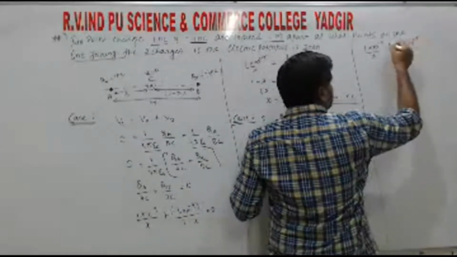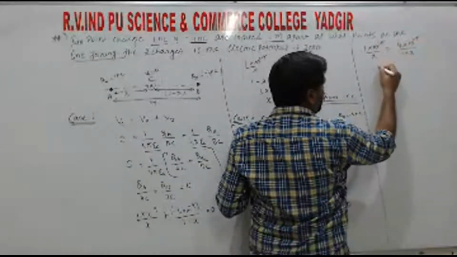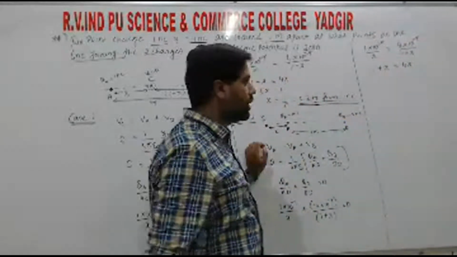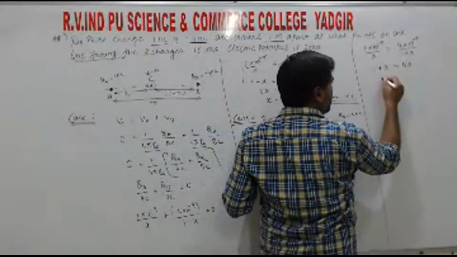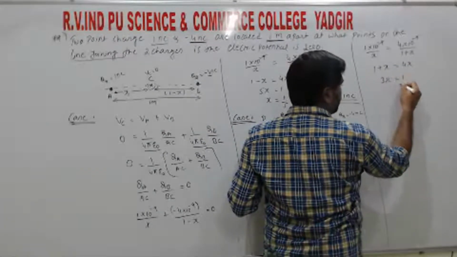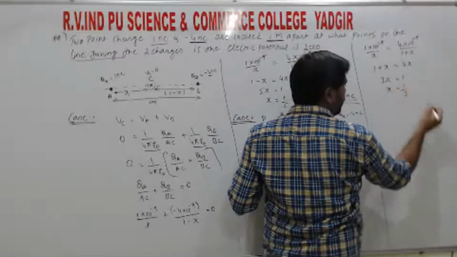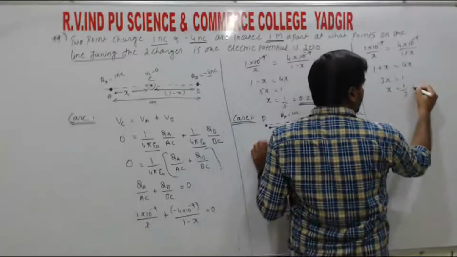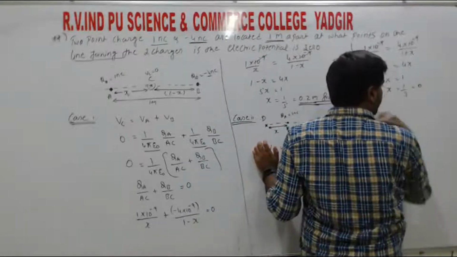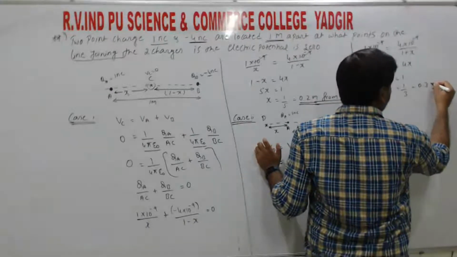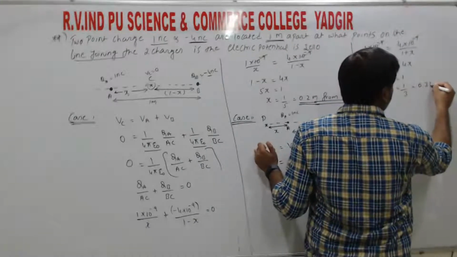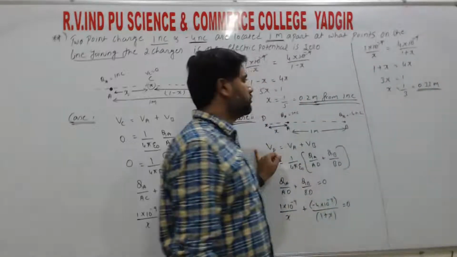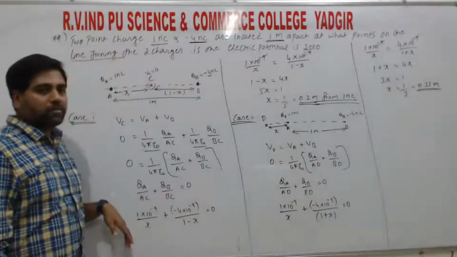The 10 to the power of minus 9 gets cancelled. Cross multiplying, 1 plus x equals 4x. If we shift this x to the RHS, it becomes 3x equals 1. Then x equals 1 by 3, which is 0.33 meter.